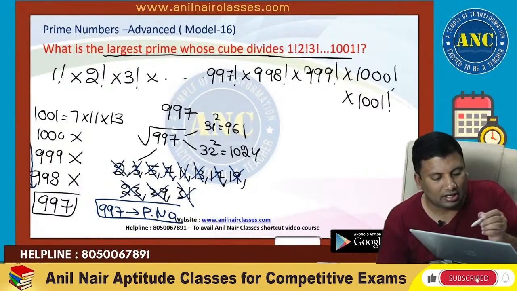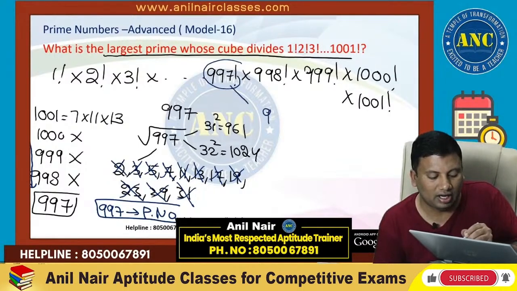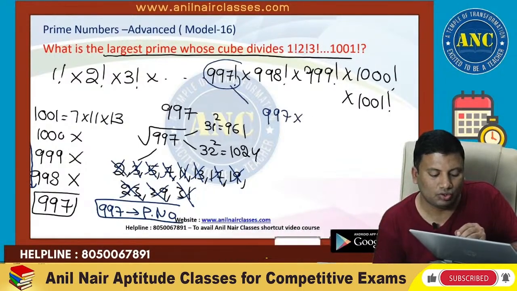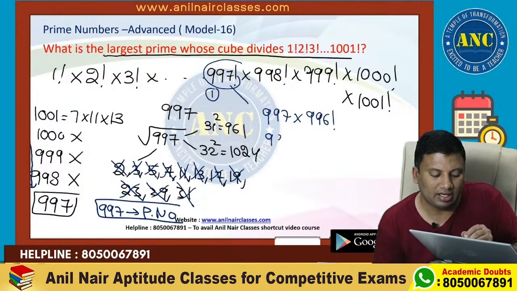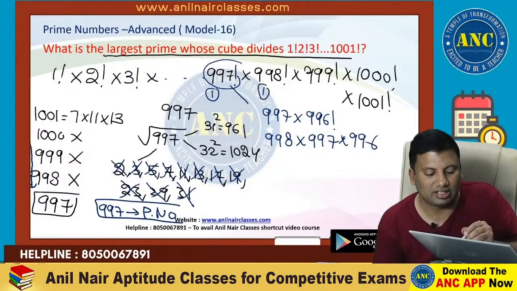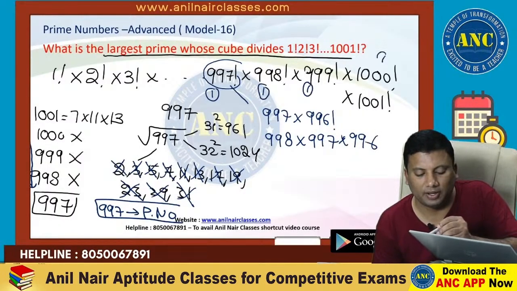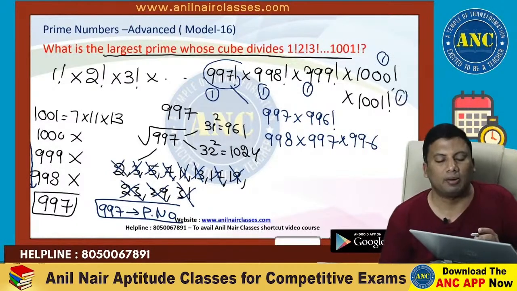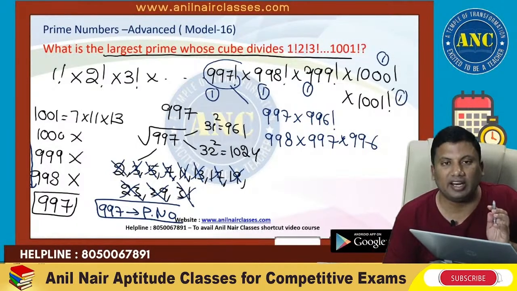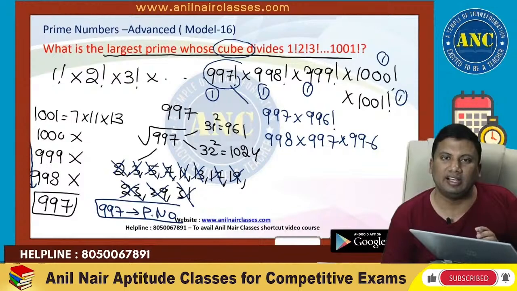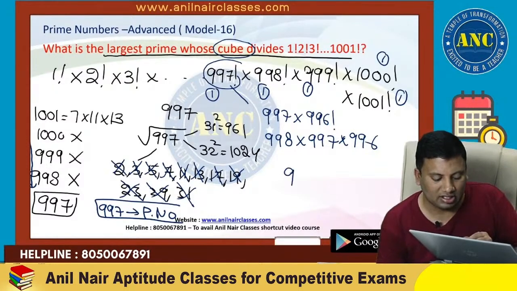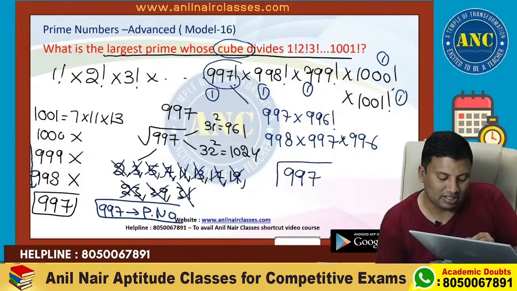Cube, right? That means in 997 factorial, 997 into 996 factorial, once it will appear. 998 into 997 into 996, once it will appear. Here also once it will appear. Once it will appear. Once it will appear. So how much will be the power of 997? Power 5. 997 power 5. Is it divisible by 997 cube? Yes.